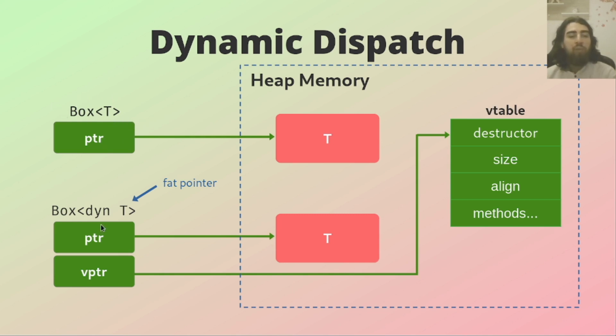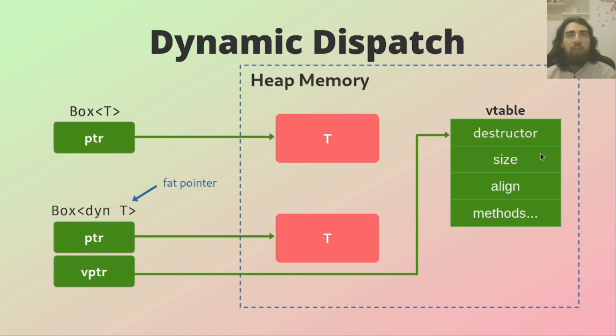Now, when we use Box with a trait object, it means that the type that implements the specific trait will get allocated in heap memory. We'll get back a pointer to the location where the type that implements the specific trait was allocated. And we will get back a vpointer, right? This is happening when dynamically dispatching. So the vpointer points to the vtable.